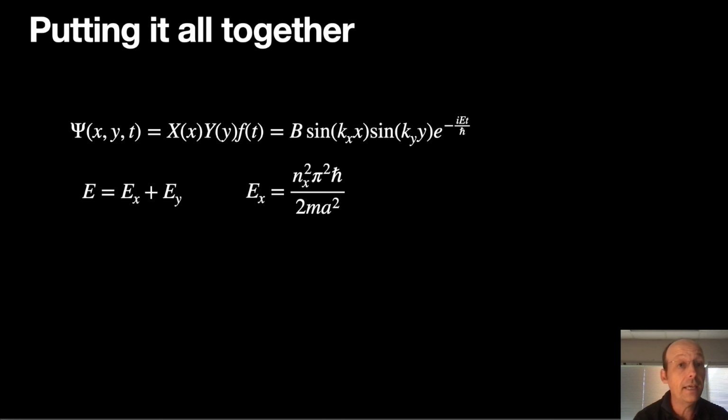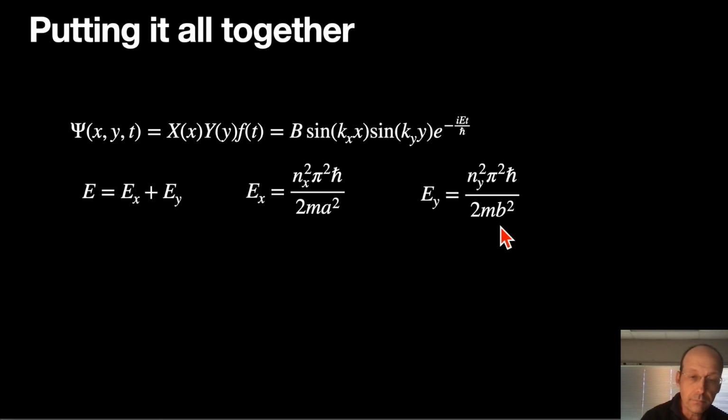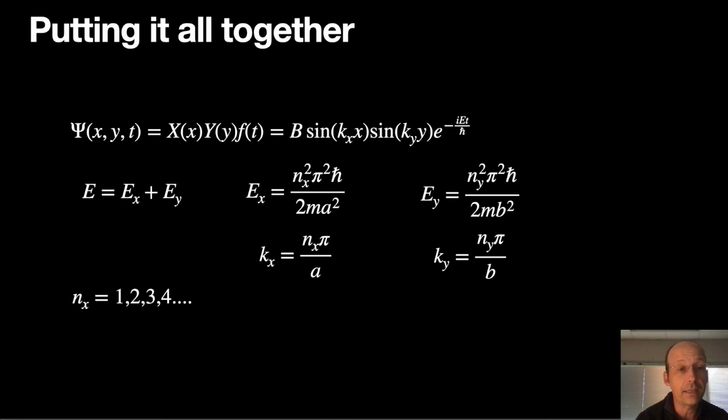And remember, Ex depends on the quantum number in x and the space part a, and Ey depends on the quantum number in y and the space part b. So they're not the same. And then I have kx, I have ky, and then nx is 1, 2, 3, 4, ny is 1, 2, 3, 4. Okay, but we have one more thing to do, and that's to find the value of b, right?